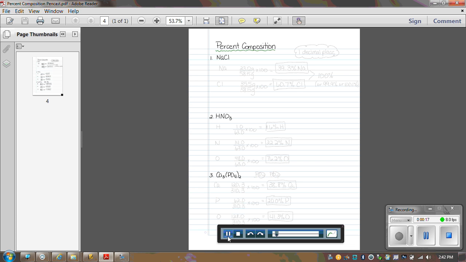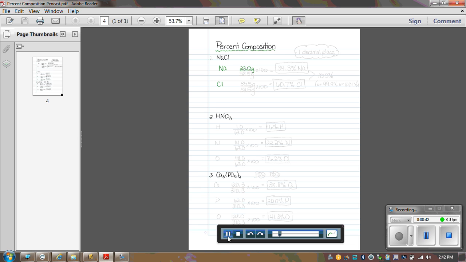The first one's pretty straightforward because it's just NaCl, one sodium, one chlorine in the compound. So what I like to do is write down what compounds I have. Start with sodium. If you look up the molar mass of sodium on the periodic table, it is 23.0 grams, and there's only one of them, so just going to be 23.0 grams. Now we're going to be putting this over the total mass of the NaCl compound, the whole thing.